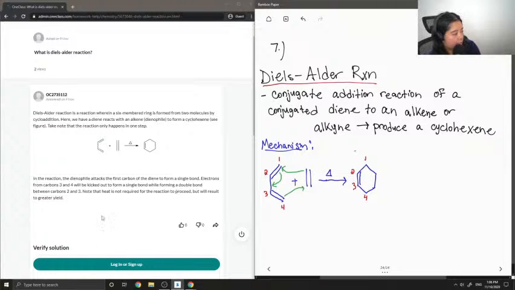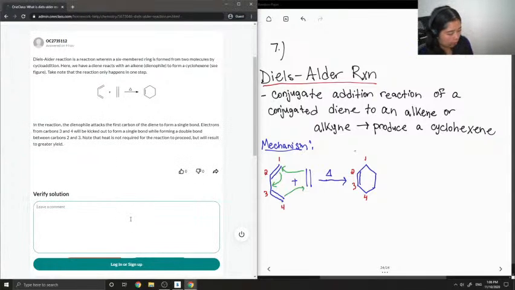In the reaction, the dienophile attacks the first carbon of the diene to form a single bond. Electrons from carbons 3 and 4 will be kicked out to form a single bond, while forming a double bond between carbons 2 and 3. Note that heat is not required for the reaction to proceed, but will result in greater yield. Great, so this solution is correct.